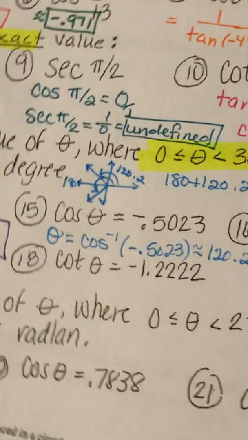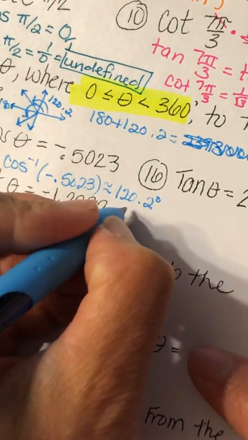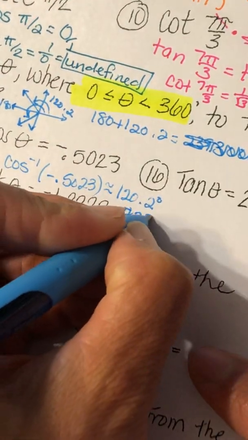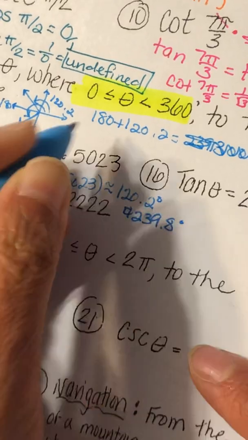So sometimes we just need a piece of scratch paper. So 120.2 and 239.8 degrees.